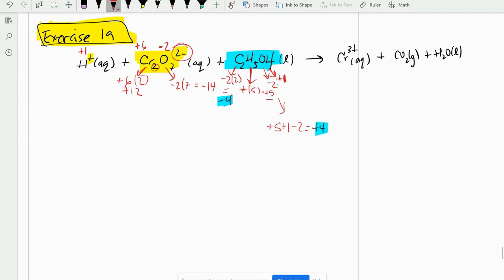And you can see that -4 + 4 is 0. So up above, let's go ahead and write the oxidation states of each thing individually. This would be a -2. This would be a +1. This would be a -2. This would be a +1. Okay, so we're getting there.